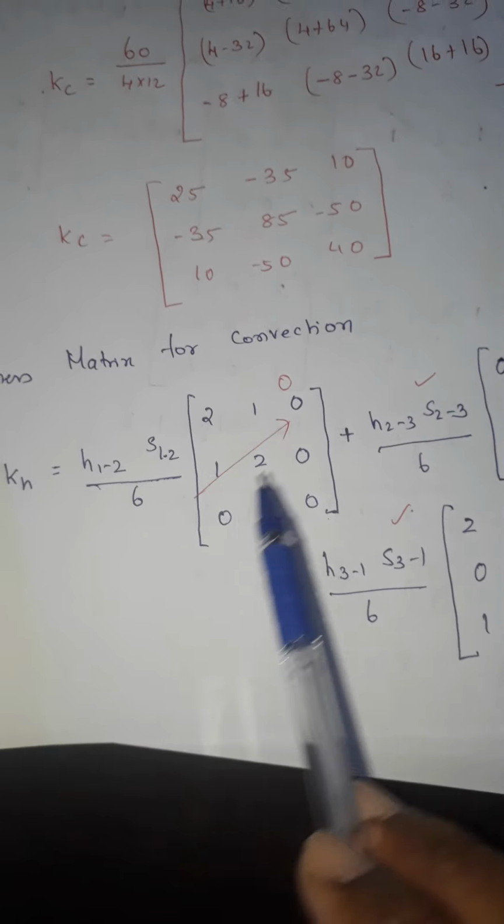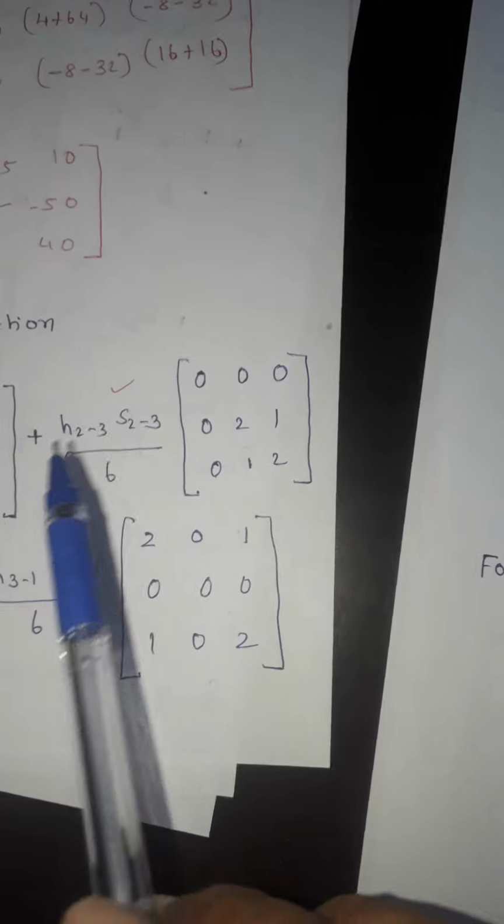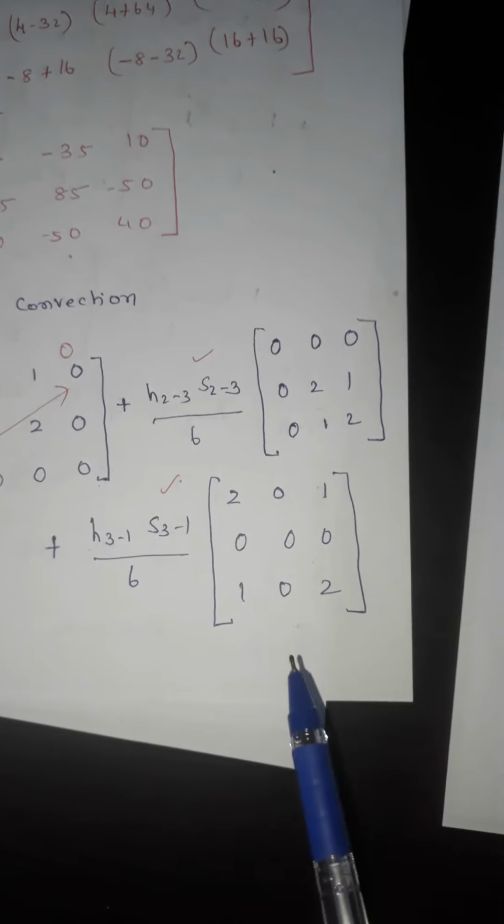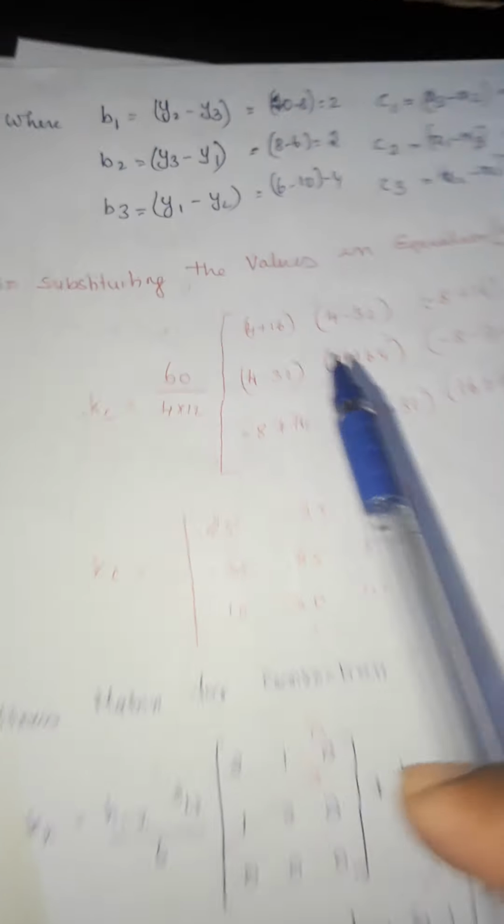Remember this. Now you see H23 and 3 2. Here 1 is not there, so first column and first row become 0, and 2 1 1 2. So here 3 1. Second column, 2 is not there, so second column and second row will become 0, and 2 1 1 2. In that way you memorize it for the convection matrix. So this is very easy.